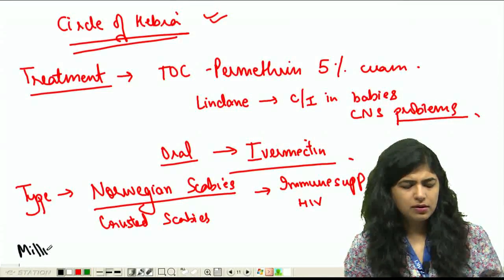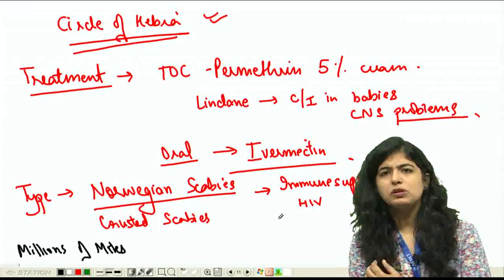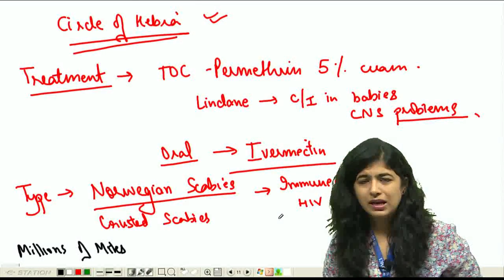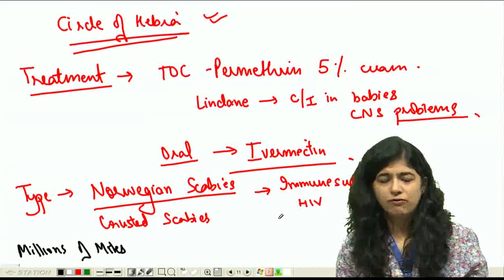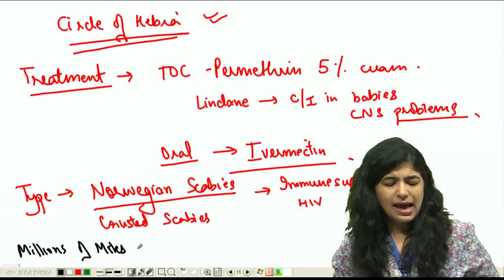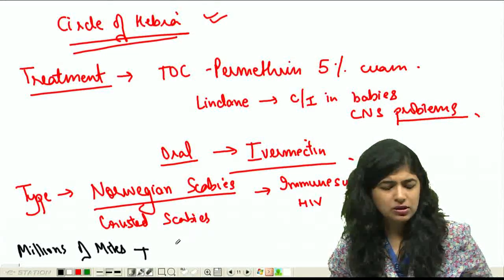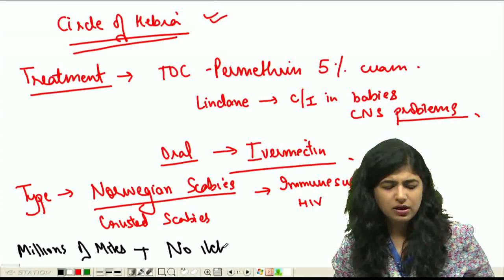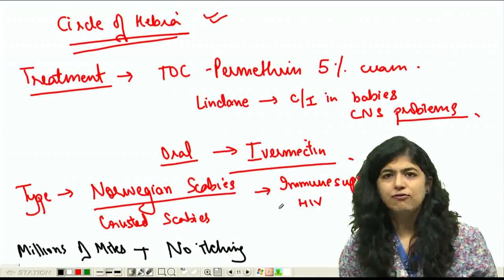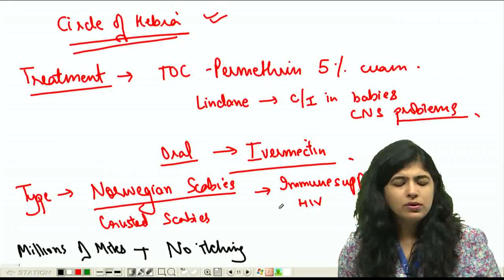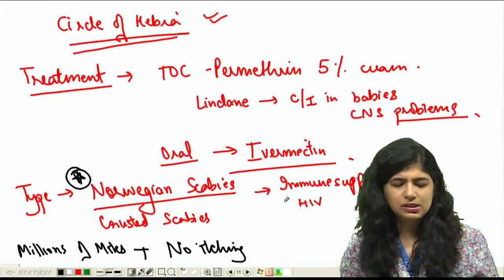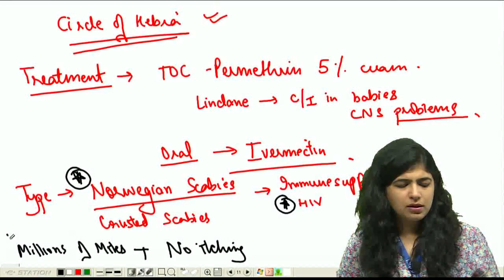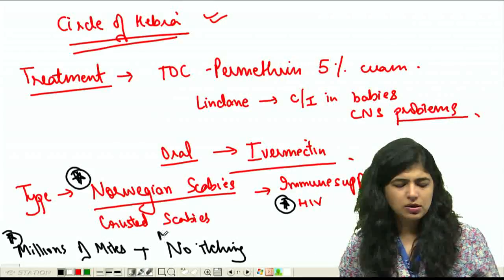Here you have millions of mites on the body, because the patient is not able to generate an immune response against the mite, so it is not killed. There are millions of mites on the body, so much so that the entire stratum corneum is full of these Sarcoptes scabiei. And despite such a severity of the lesion, the patient doesn't have any itching. Why? Because he is not able to generate the type 4 hypersensitivity. There is no itching. So this is Norwegian scabies, very important, very commonly asked, especially in HIV. Millions of mites, no itching.